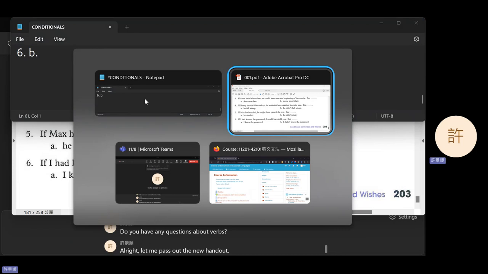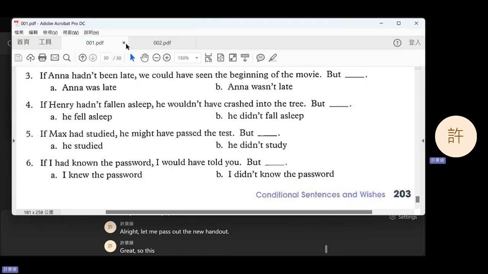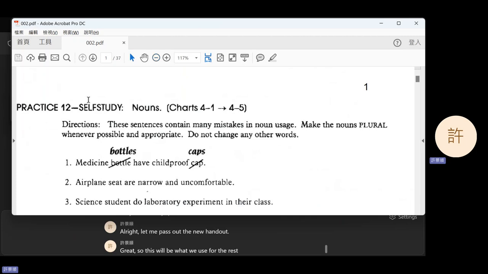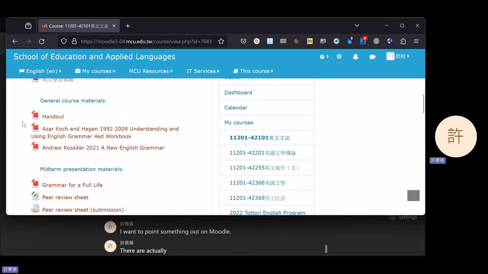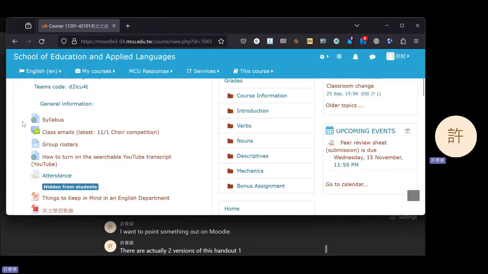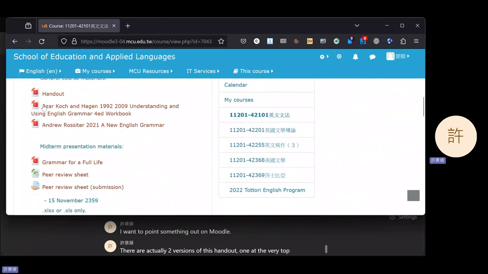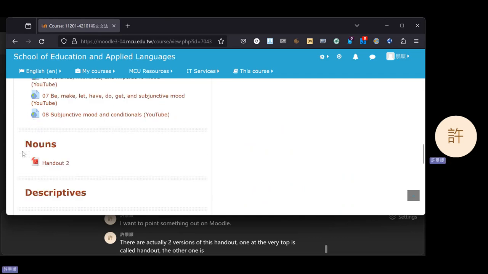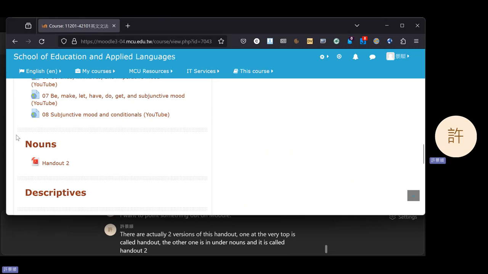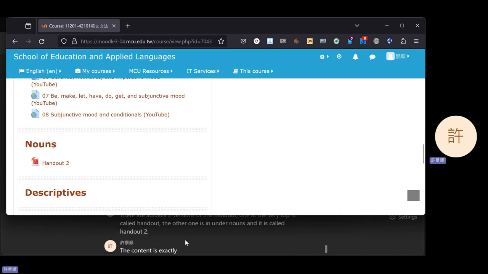Great. So this will be what we use for the rest of this semester. I want to point something out. On Moodle, there are actually two versions of this handout. One at the very top is called handout. The other one is under nouns, and it is called handout 2. The content is exactly the same. The difference is in the page numbers.